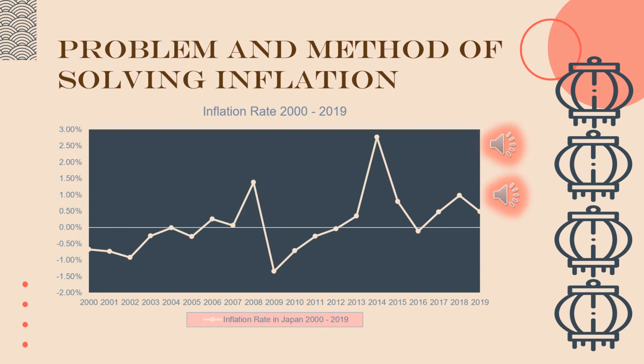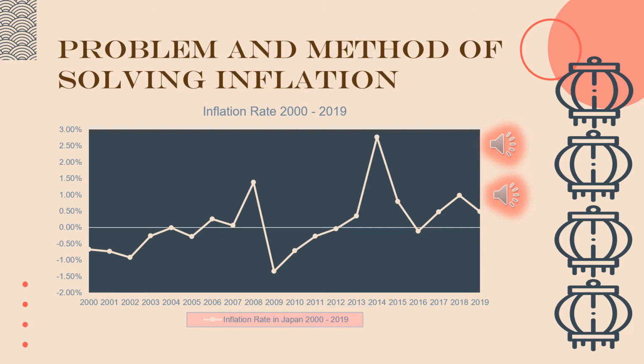So next, I will proceed with explaining the problem and method of solving inflation. As you can see in this slide, the graph indicates the inflation rate in Japan from the year 2000 until the year 2019.